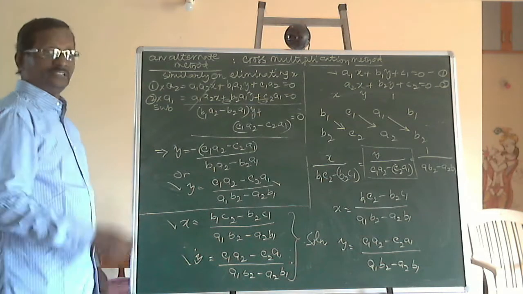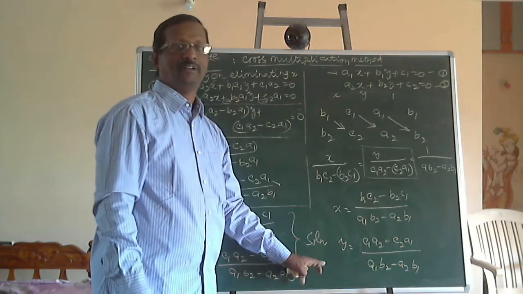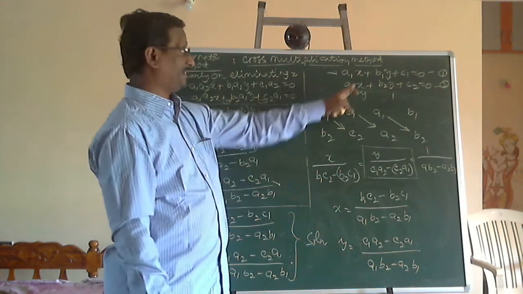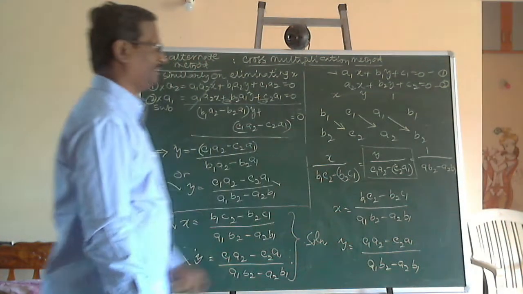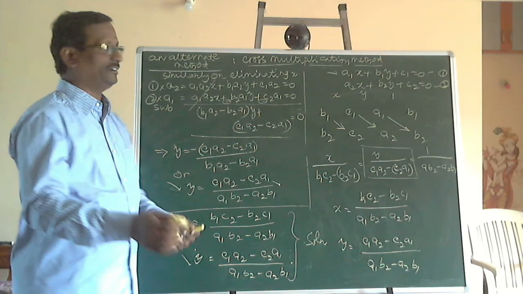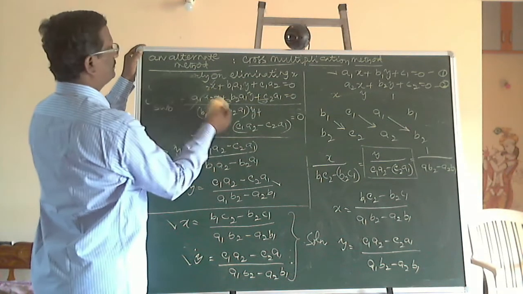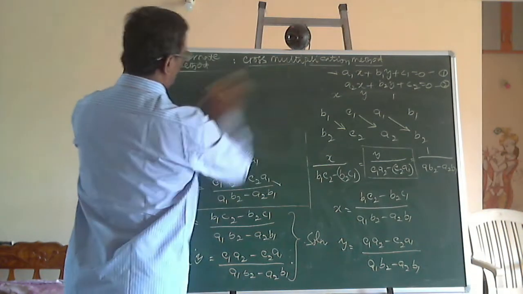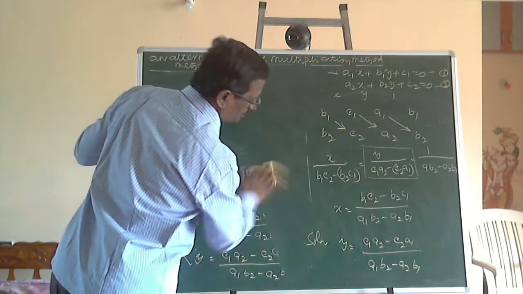Now, there is another method. If you use this method, the x value and y value, both we will get at a time. But there is a method where you see the system and tell the answer without doing anything. How it's possible, I will tell. Now I am erasing this. The same system of equations I will write once again here, and I will show.